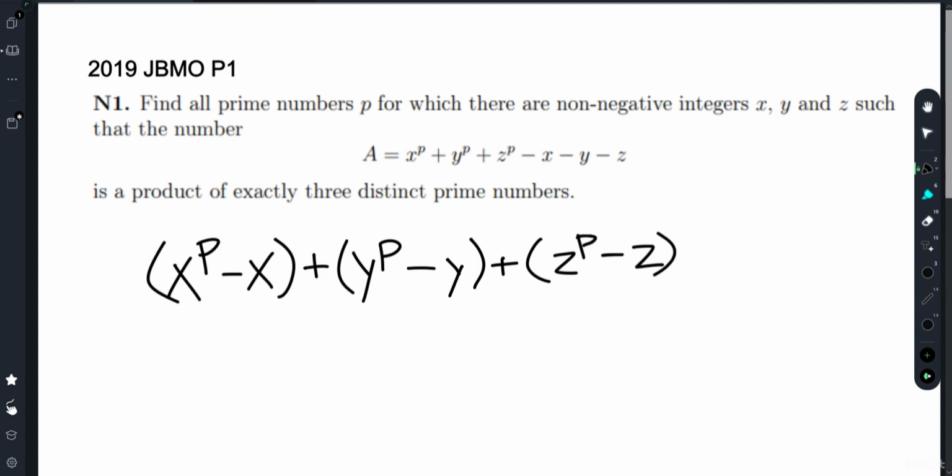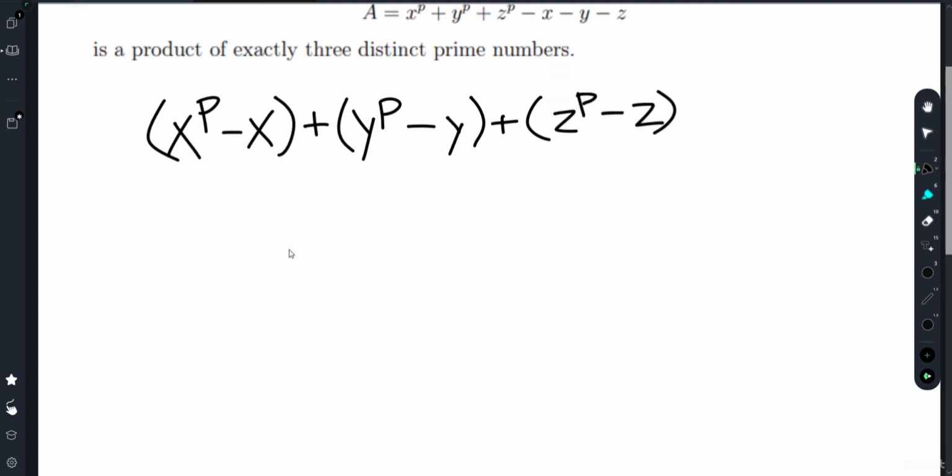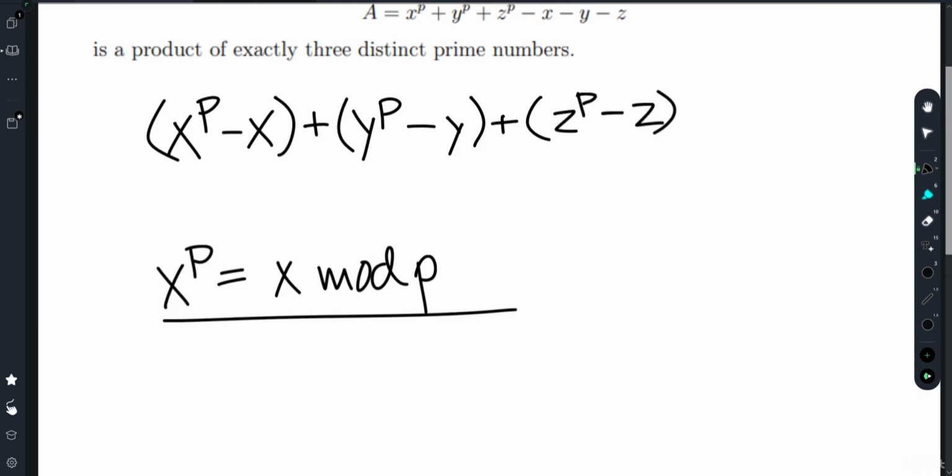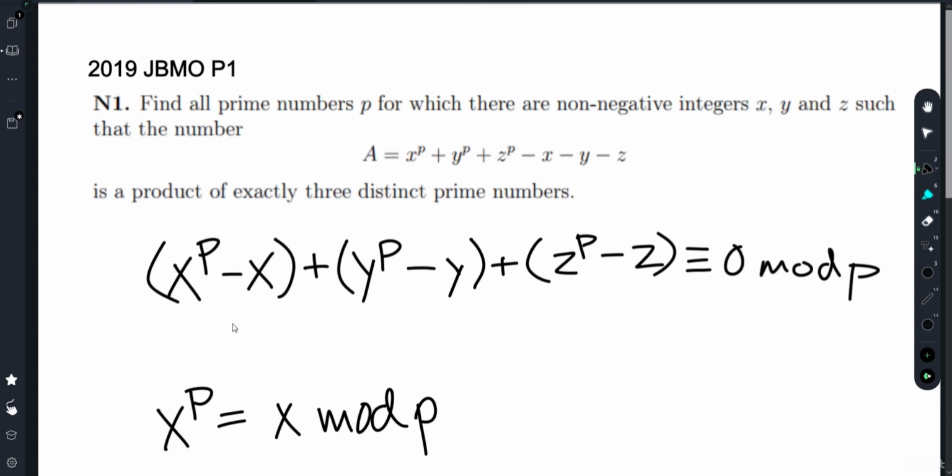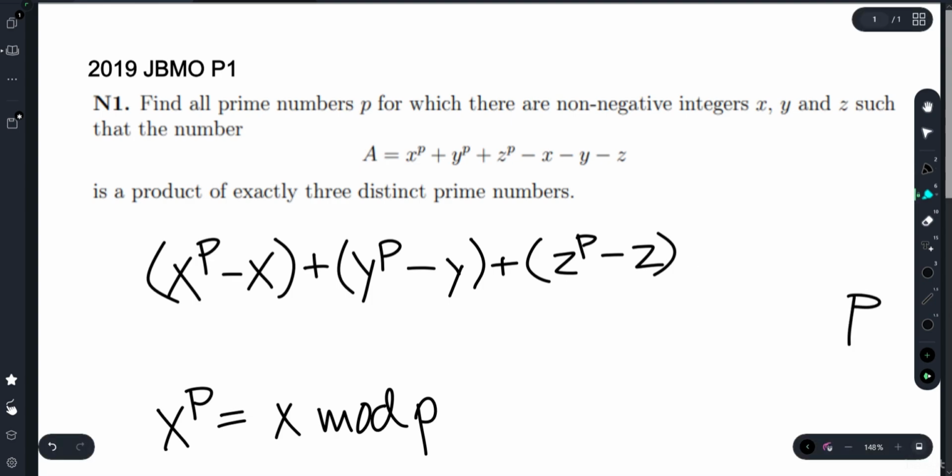On first look, this reminds us of Fermat's little theorem, and so x to the p is equal to x mod p for any x. This is Fermat's little theorem. So this means that this is equal to 0 mod p. So p is our first prime, which is pretty interesting.